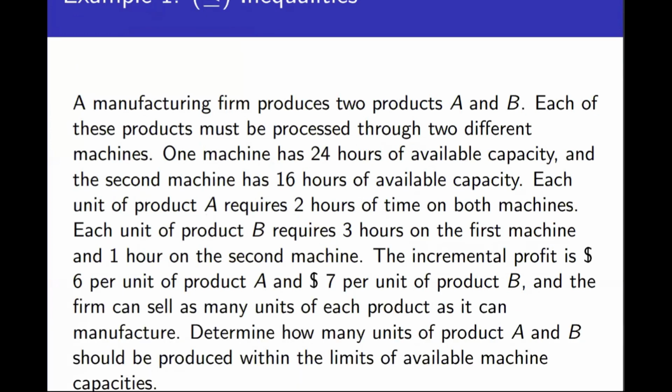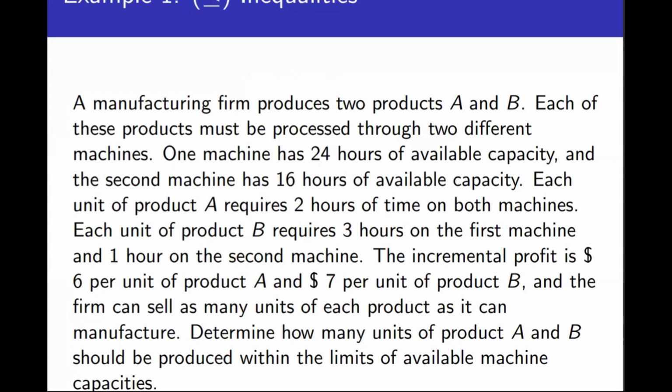Let's take an example. A manufacturing firm produces two products, A and B. Each of these products must be processed through two different machines. One machine has 24 hours of available capacity, and the second machine has 16 hours of available capacity. Each unit of product A requires 2 hours of time on both machines. Each unit of product B requires 3 hours on the first machine and 1 hour on the second machine. The incremental profit is $6 per unit of product A and $7 per unit of product B, and the firm can sell as many units of each product as it can manufacture.